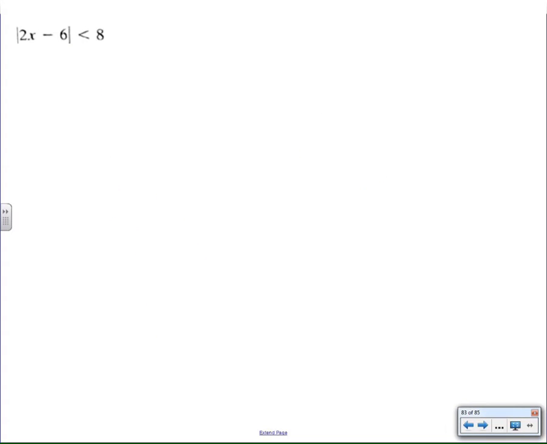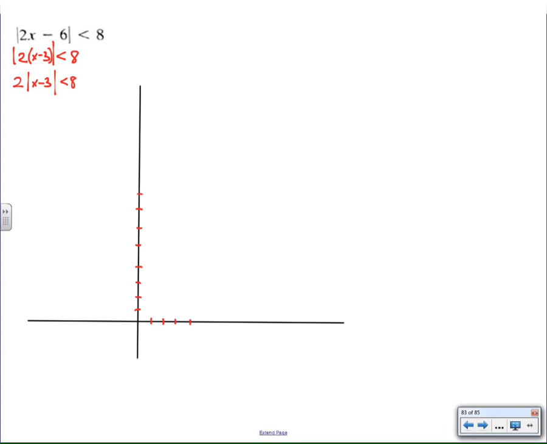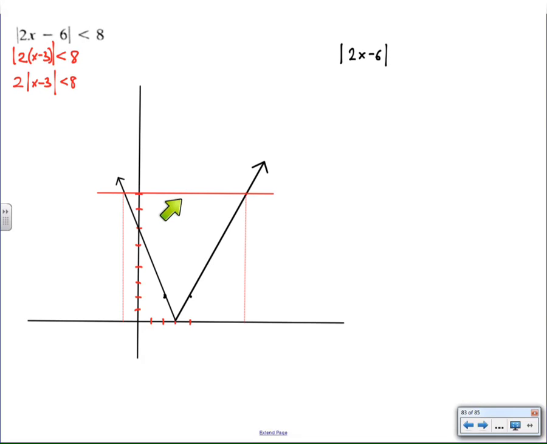Anyway, we can apply what we've learned with absolute value equations and inequalities to now solve absolute value inequalities. We'll put the two ideas together. So in the previous unit, we learned how to graph the absolute value of 2x minus 6, and we ended up with a line whose equation is y equals 2x minus 6. Another one will be negative 2x plus 6, the negative slope and the positive y-intercept.